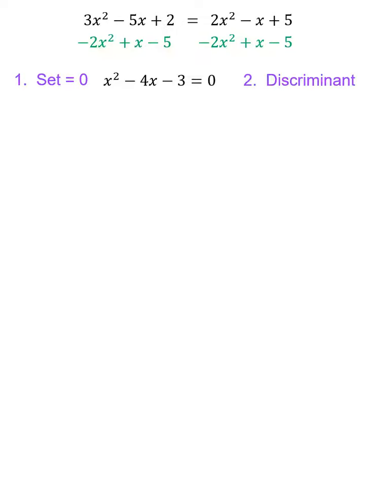The next thing I like to do is calculate what's called the discriminant, which depends on the values of a, b, and c in the polynomial, which of course are the coefficients on the left side of the equation. So in this case, a is 1, b is -4, and c is -3.